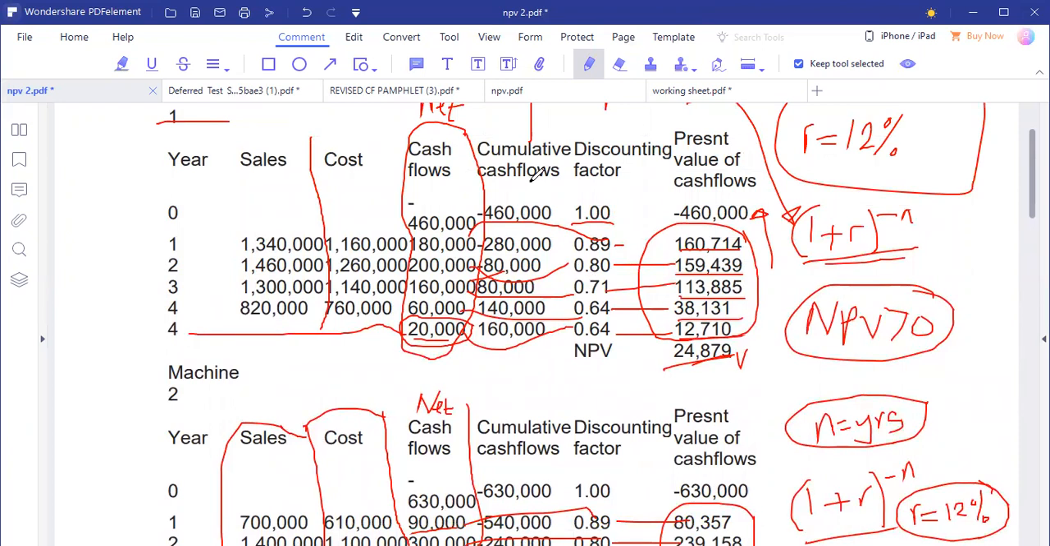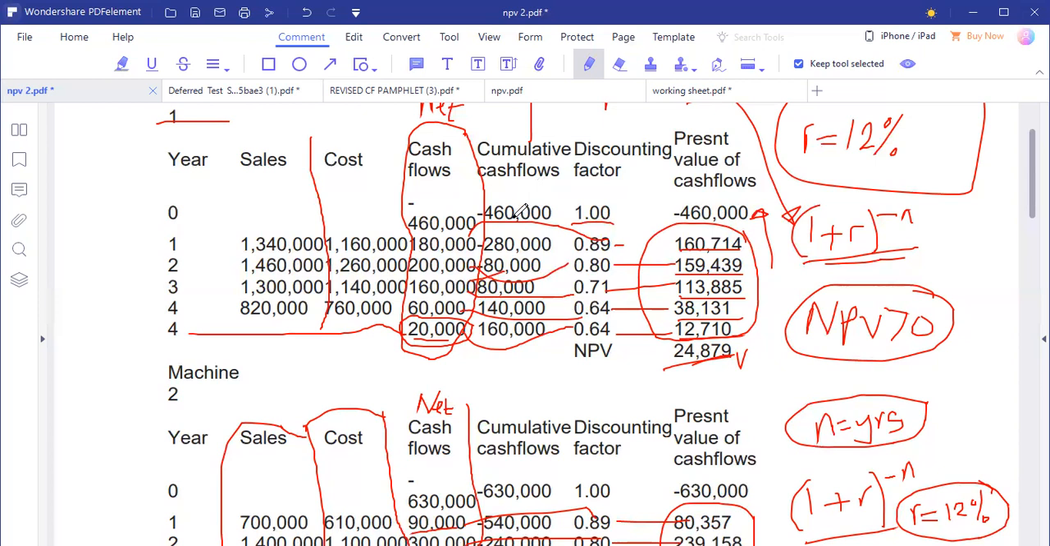Now, getting the cumulative cash flows, we are simply saying the first one is negative 460,000 because it's negative. The reason is that that money is what you are likely to lose. That's why it's a minus. A plus means what is coming to you. A minus is something that is going away from you. So negative 460,000.